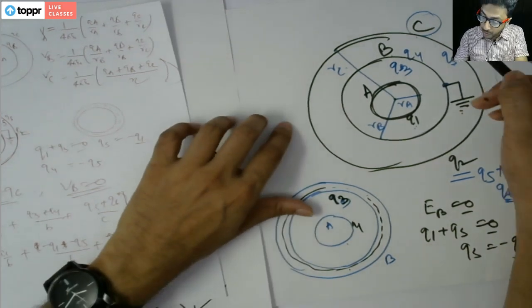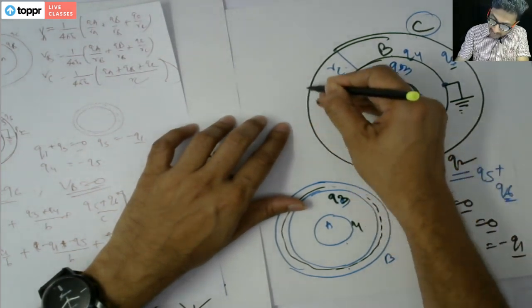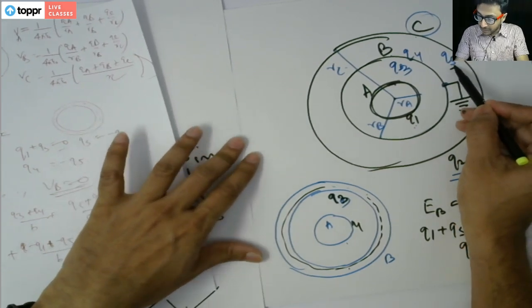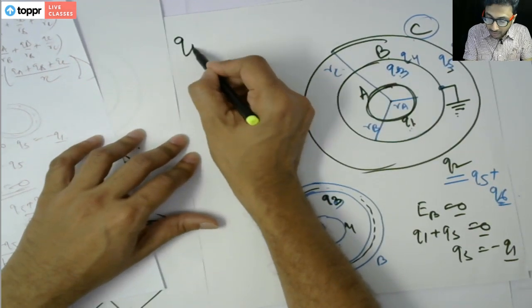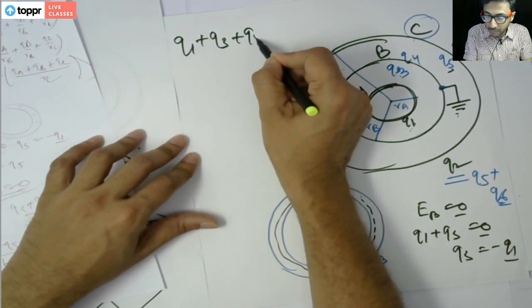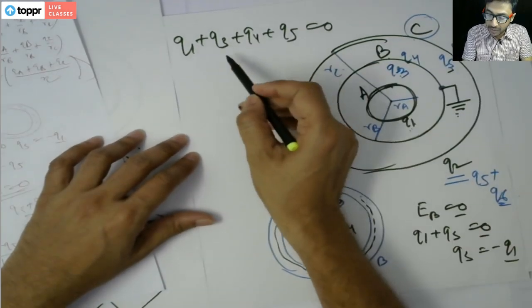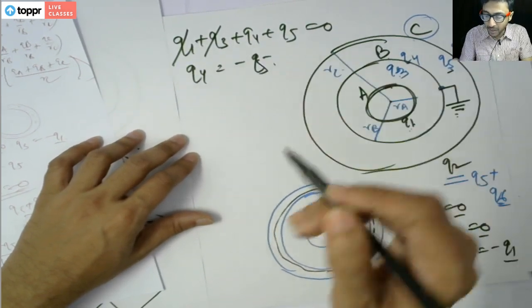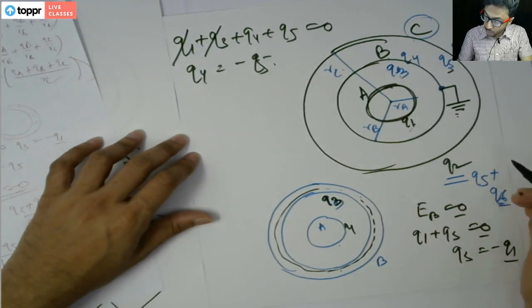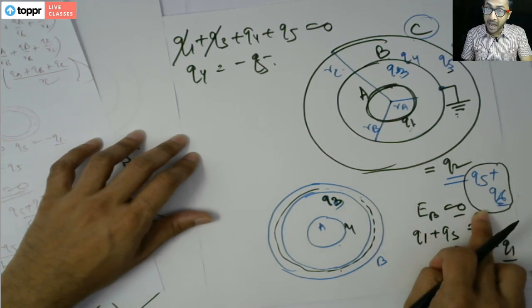Similar conclusions you can draw for Q5 and Q4. Because if you consider a Gaussian surface here, you will see Q5, Q4, Q3, and here is Q1. So we can write Q1 plus Q3 plus Q4 plus Q5 equals 0, right? Now Q1 plus Q3 itself is 0. So we can also write Q4 equals minus Q5. We also know an equation Q2 equals Q5 plus Q6. We need to write another equation.